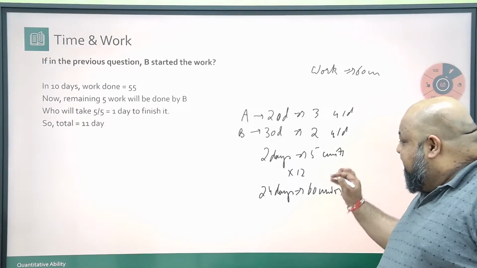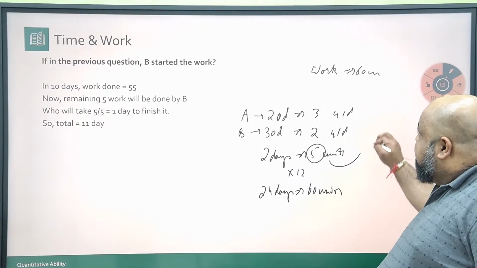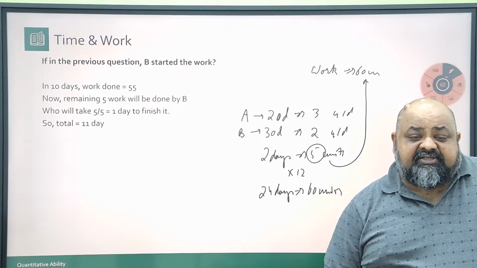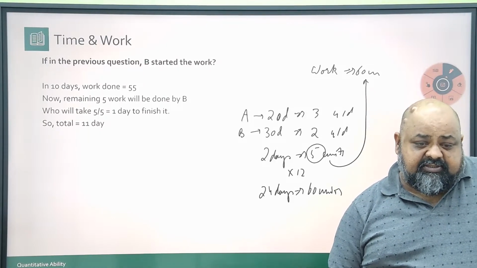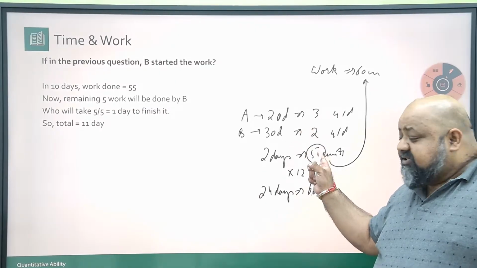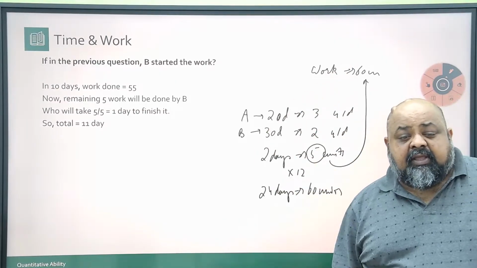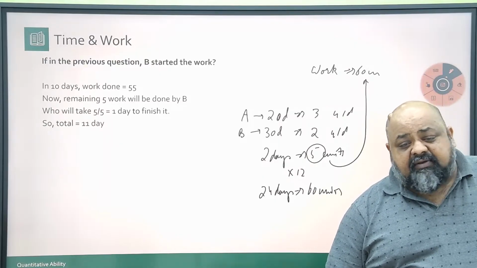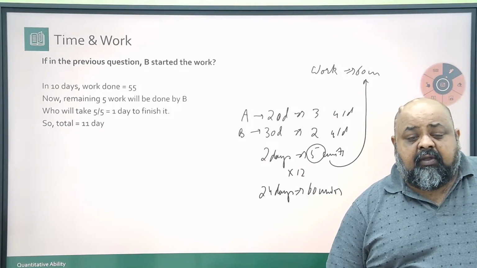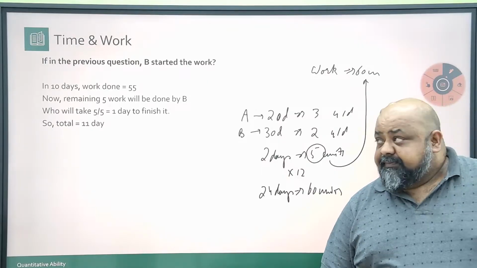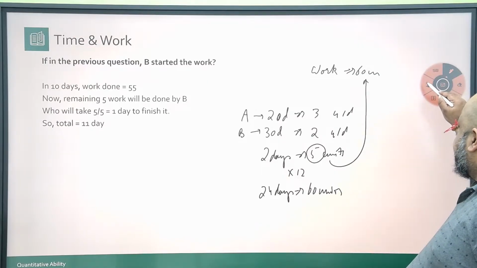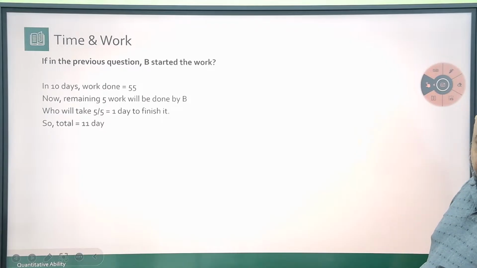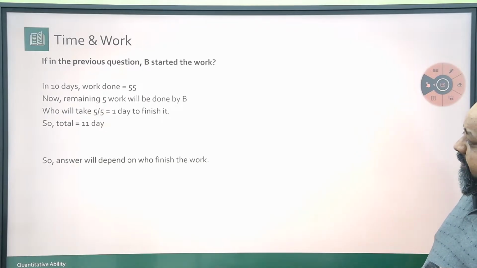ठीक है? तो अगर ये वाला जो sum है, this divides this number, it will not matter who starts the work. The answer will be same in both cases. But अगर इसका जो sum है, this does not divide the total work, the answer will be different and depend on who is starting the work. Right? This is the concept of alternate days. So we touched upon unequal efficiency, उसमें alternate days add किया.